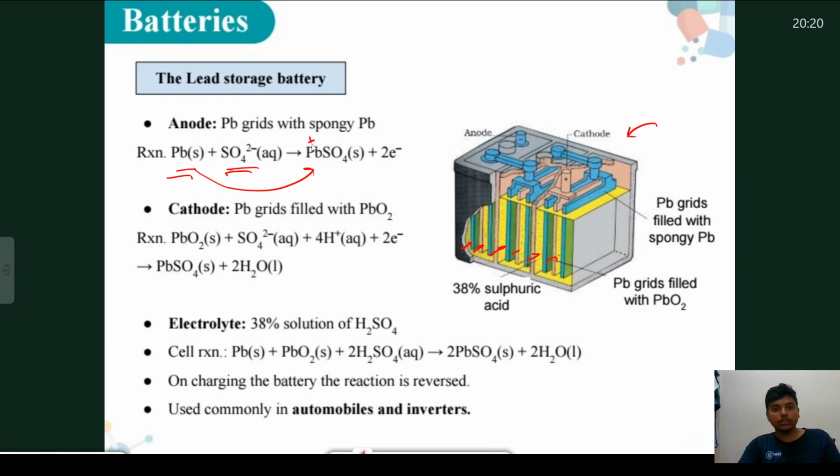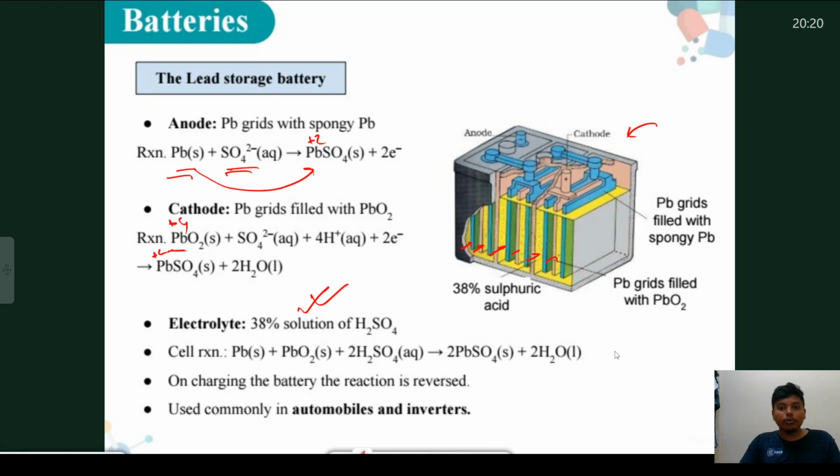Pb to Pb2 plus. And in the cathode, what happens? Pb plus 4 becomes Pb plus 2. So PbO2 becomes PbSO4. What solution are we using? 38% H2SO4. That's why, with inverter batteries, you should not cut them open, because a 38% H2SO4 solution is inside. It's corrosive.